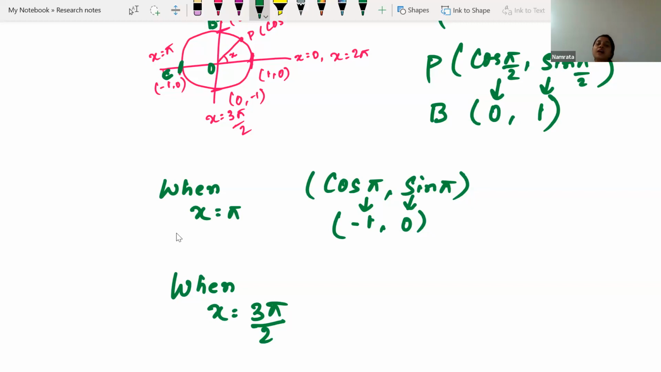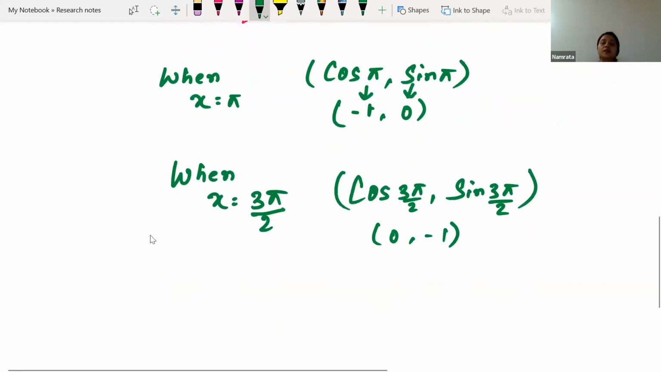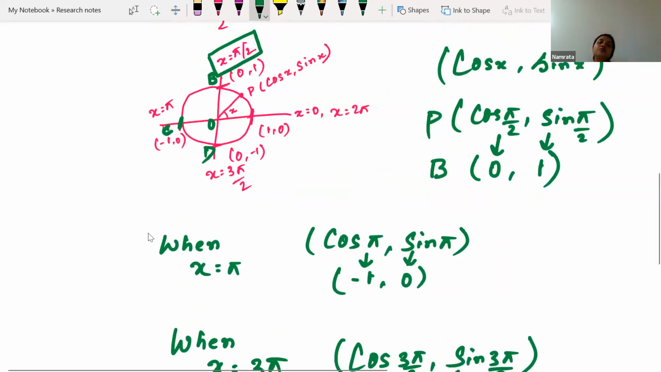So when we have 3 pi over 2, this became cos 3 pi by 2 and this became sine 3 pi by 2. And here it is touching (0, -1). So you can see that cos 3 pi by 2 value became 0 and sine 3 pi by 2 value became minus 1. Similarly, we can find cos 2 pi value and sin 2 pi value, which will be equal to cos 0, sin 0. Is it clear so far to both of you?